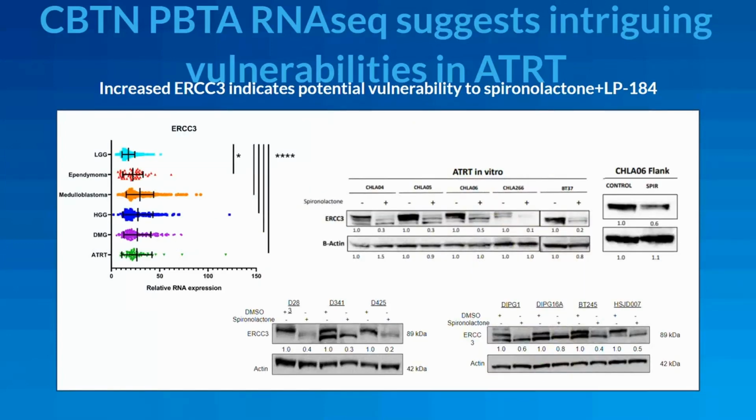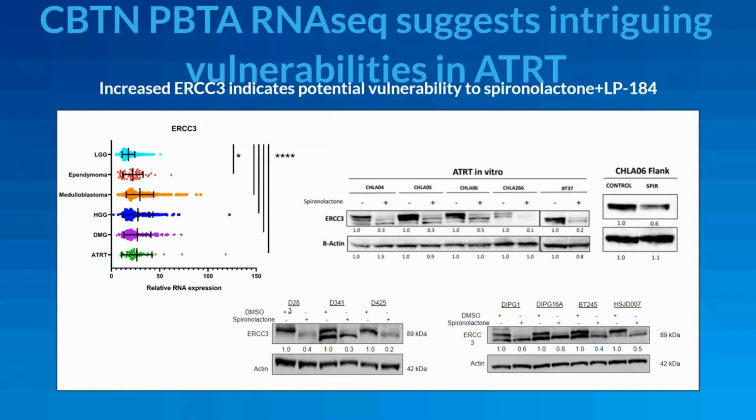And when we look at this in our preclinical settings, a couple of things to think about. First, the CBTN data set tells us that ERCC3 is actually really highly expressed in the tumors that we care about. They kill a lot of kids. ATRT, diffuse midline glioma, high-grade glioma, medulloblastoma. So this gets our attention as well. Can we take this away from those tumors and accentuate the effect of LP-184, or maybe even other chemotherapies like carboplatin?